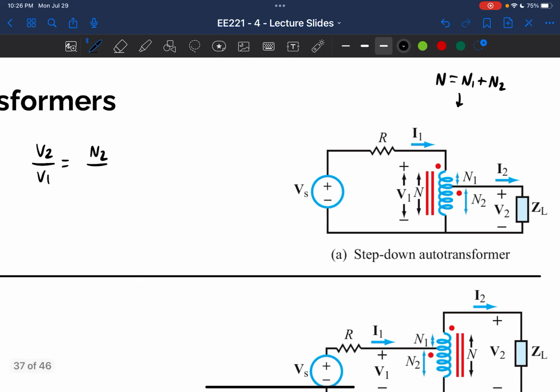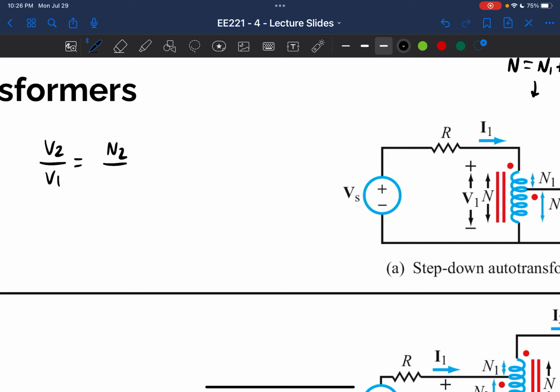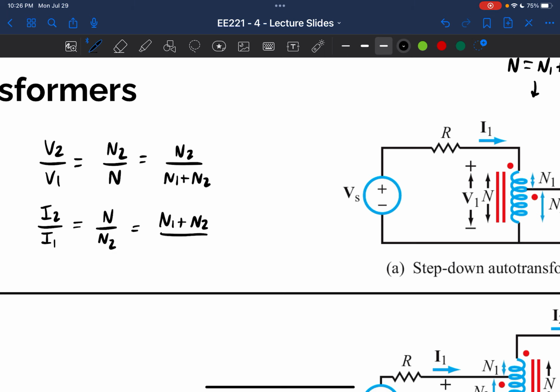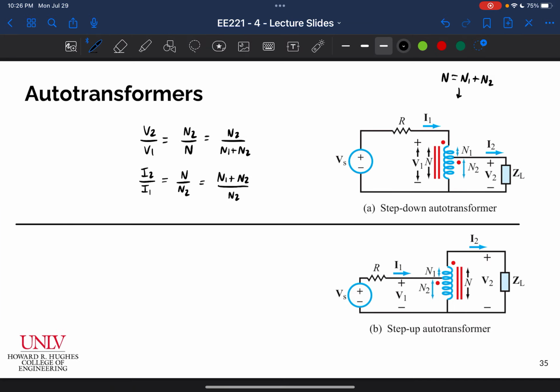So we could write that V2 over V1 is equal to N2 over N, which is the total number of turns. That's my primary number of turns. And so I can basically write that that's equal to N2 over N1 plus N2 for the autotransformer. And then, of course, my current is going to be the opposite. It's just going to be I2 over I1. It's going to give me N over N2, which is equal to N1 plus N2 over N2. Okay, so that's for the step down autotransformer.